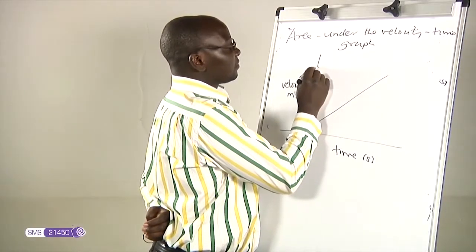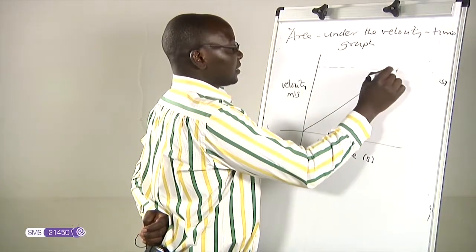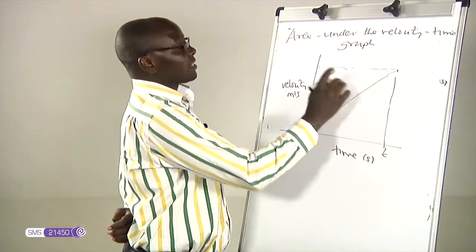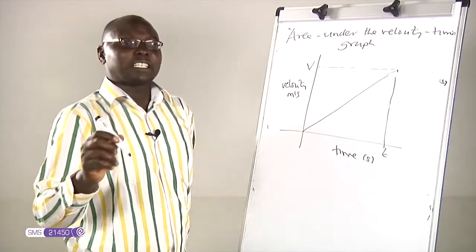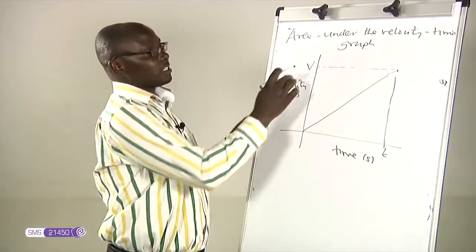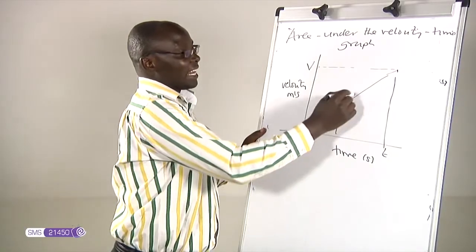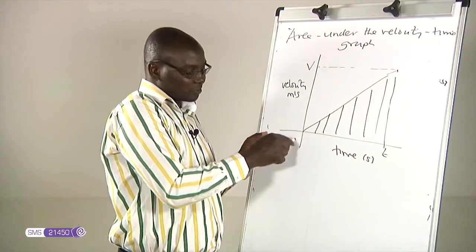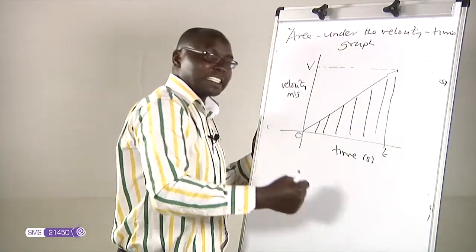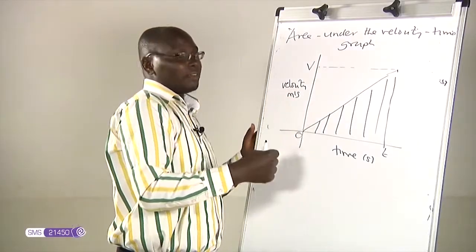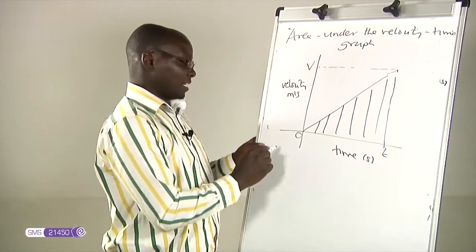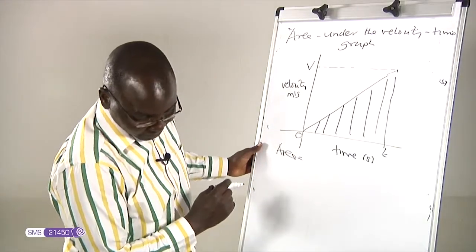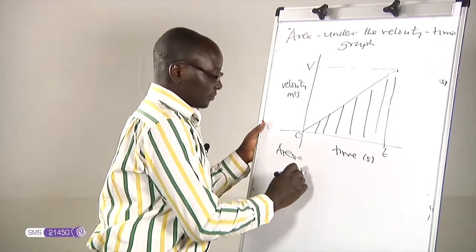And after some time, let me call it t, it acquires a velocity of v. The initial velocity is 0, the final is v. So this is the area under that velocity time graph. It started from 0, and after time t, it acquired a velocity of v. And therefore, what does this represent? Let's see. The area under the curve, how do we get the displacement, the distance traveled?